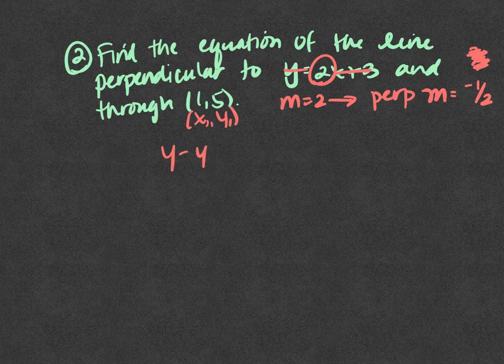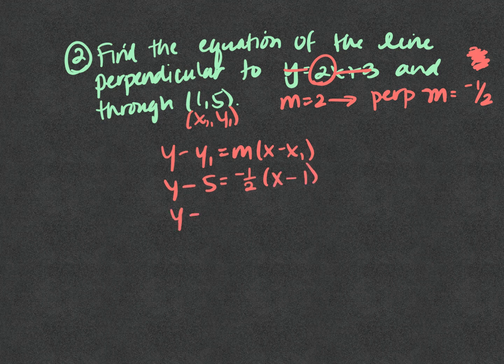And then we use our formula. Y minus y1 equals m times x minus x1. So y minus y1 is 5 equals our slope of negative 1/2. Don't pick up the wrong slope. I started to there. It happens. Negative 1/2 times x minus our x1 is 1. So y minus 5 equals negative 1/2 x plus, when we distribute, we get 1/2.